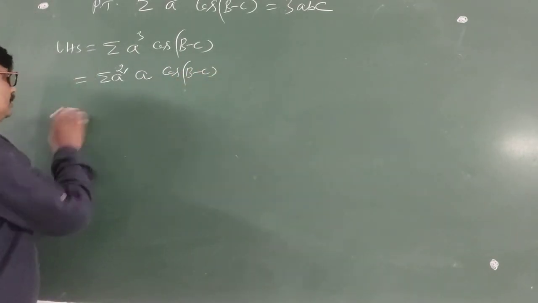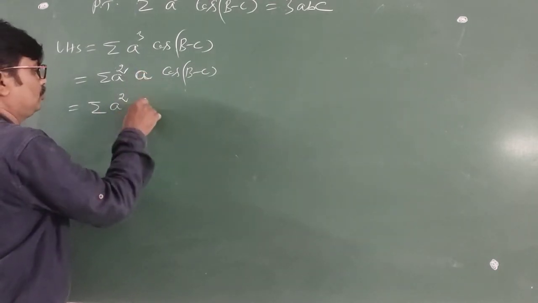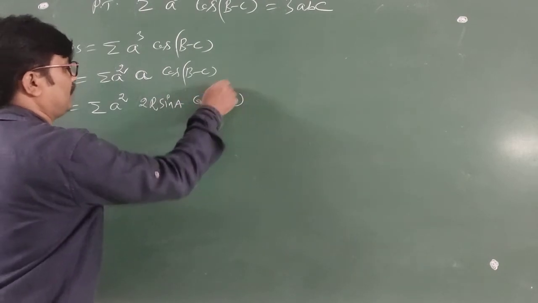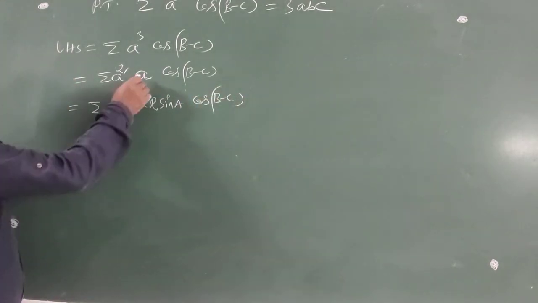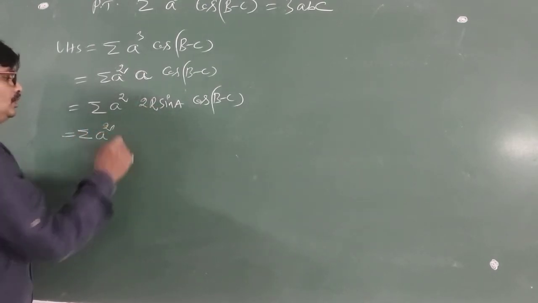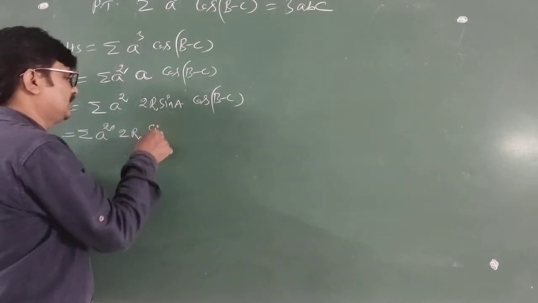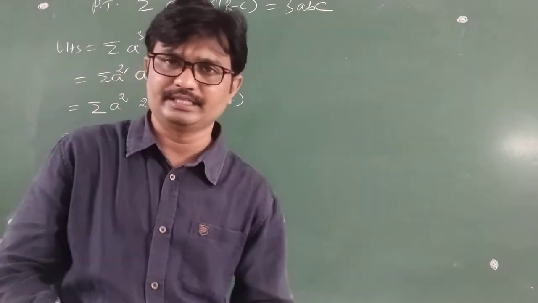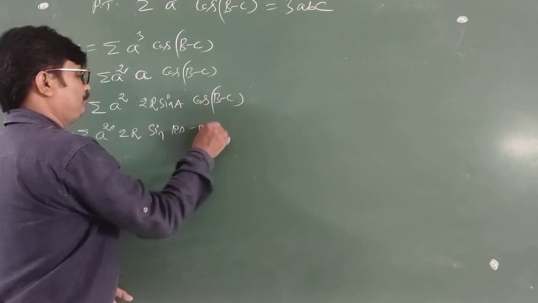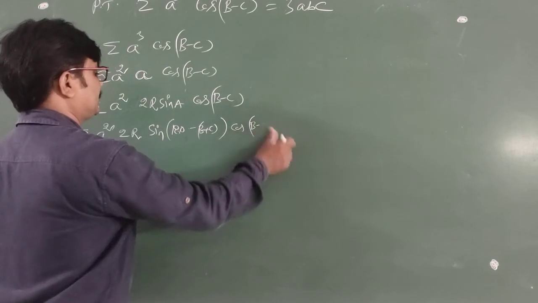Now sigma a square into the small a, from the sine rule 2R sin A, into cos of (B minus C). Dear students, the small a is 2R sin A. How to write the sin A? The sum of the angles in a triangle is 180 degrees, so A can be written as 180 minus (B plus C). That is cos into (B minus C). Is it clear?